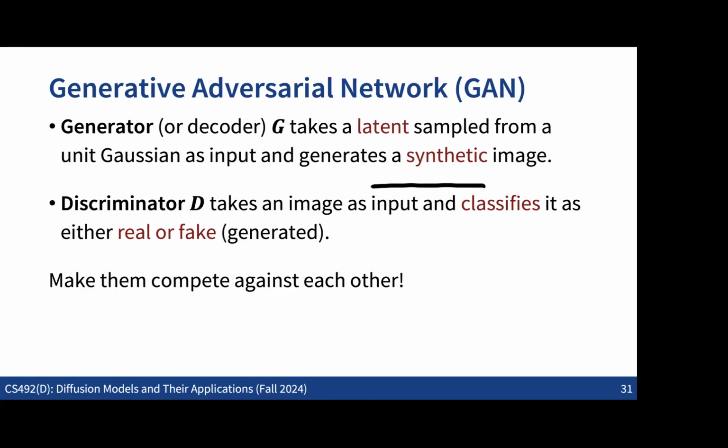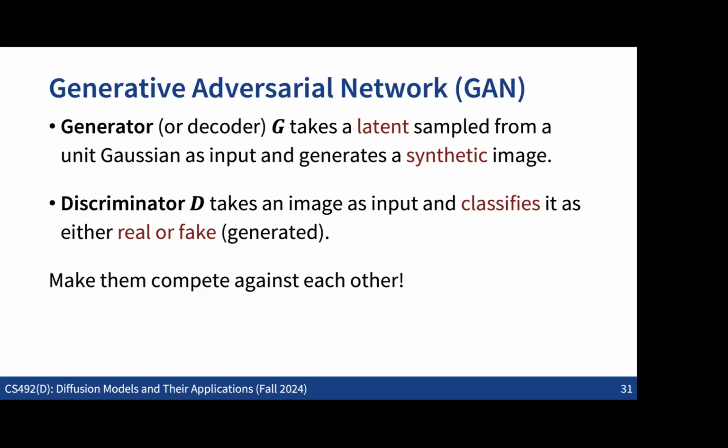So we have two neural networks. One is the generator, which was the decoder in the previous slide, which takes the latent sample from the unit Gaussian distribution and maps this into a synthetic image. And we train this network in a way that this synthetic image becomes very hard to differentiate from the real images. And then the discriminator takes either these real or synthesized images and classifies these into real or fake. And we're going to make these compete with each other.